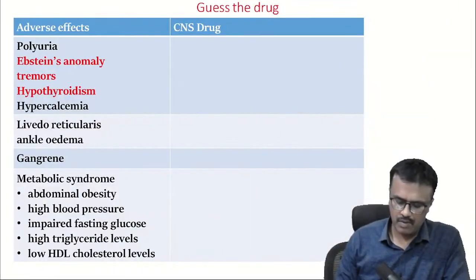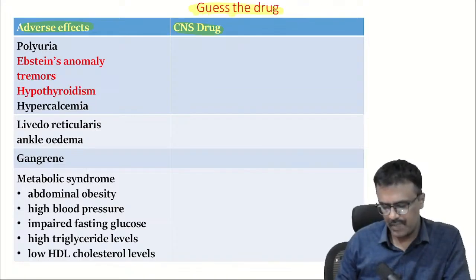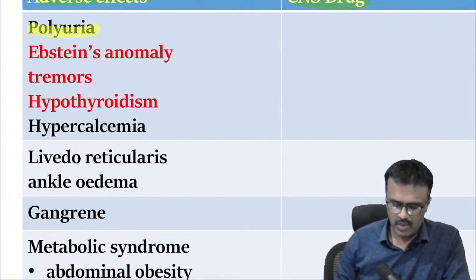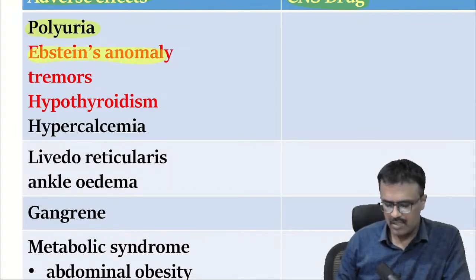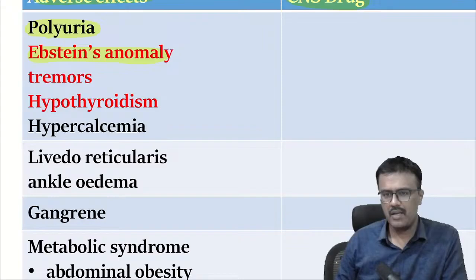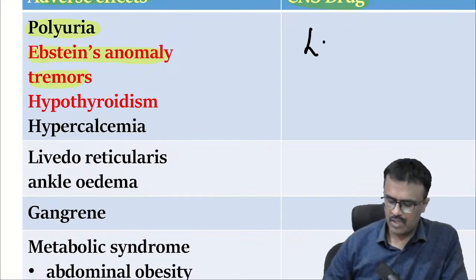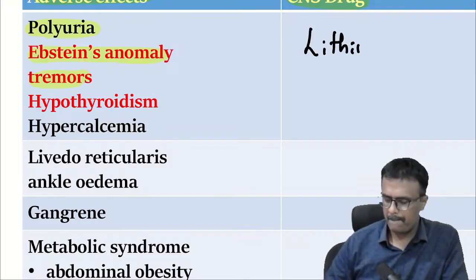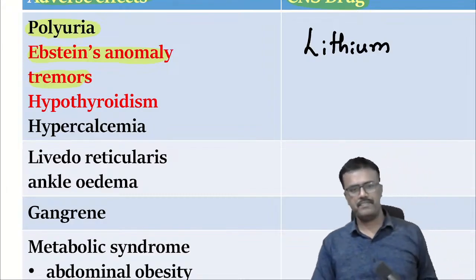Now we have given adverse effect. You have to guess the CNS drug. Drug causing polyuria, we just now told. Ebstein's anomaly, CVS defect, given in pregnant women. If you give in pregnant women, tremors, remember, the drug which does that is lithium. So as soon as you see Ebstein's anomaly, you should tell lithium.